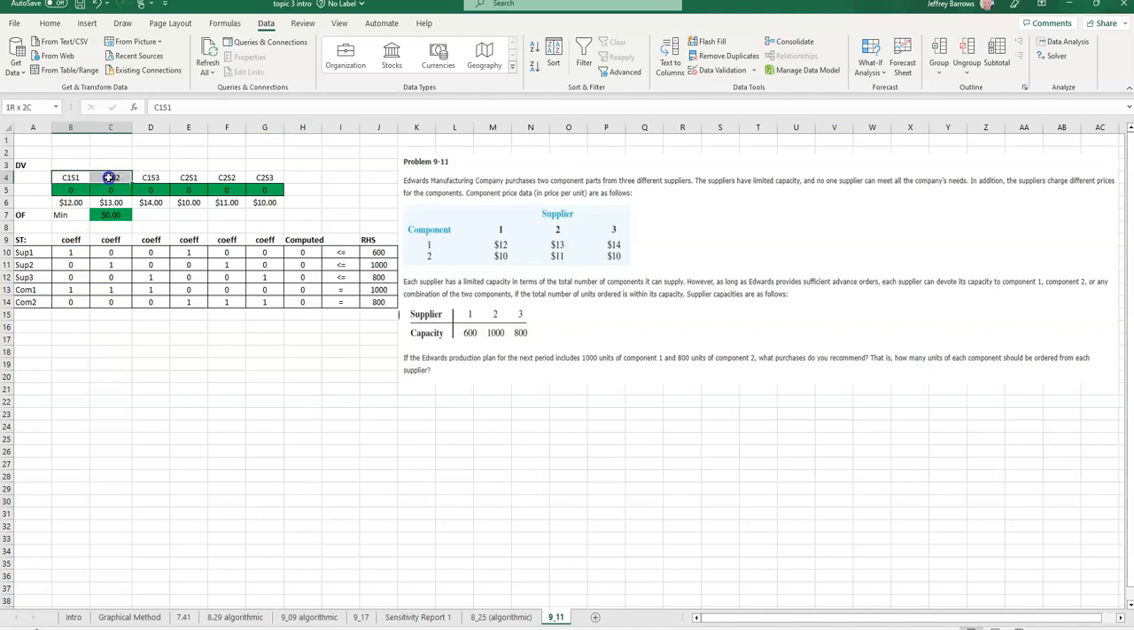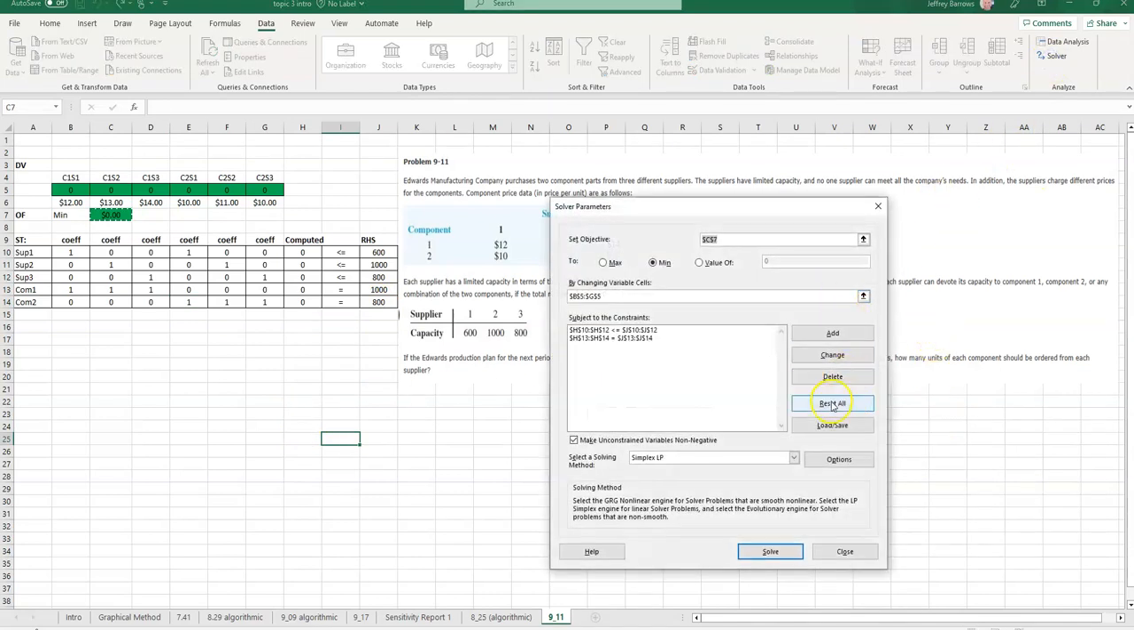So the component 1s are in these first 3 decision variables from the 3 different suppliers. So 1, 1, 1, which is just picking up all of those variables. The total number there must be equal to 1,000. And then for component 2, which is these last 3 decision variables, the sum of all these components must be equal to 800.